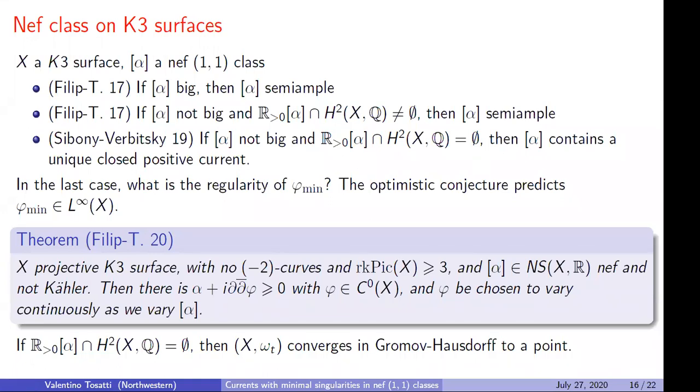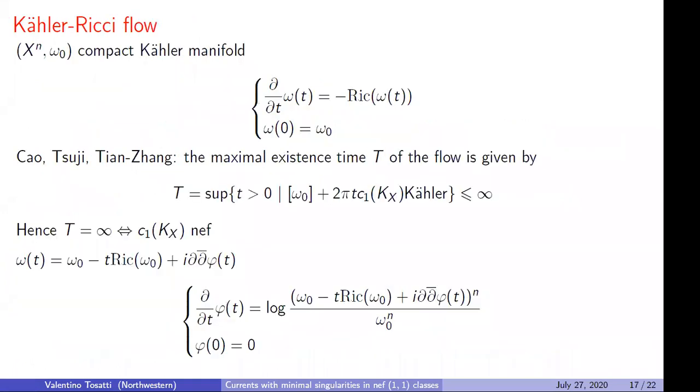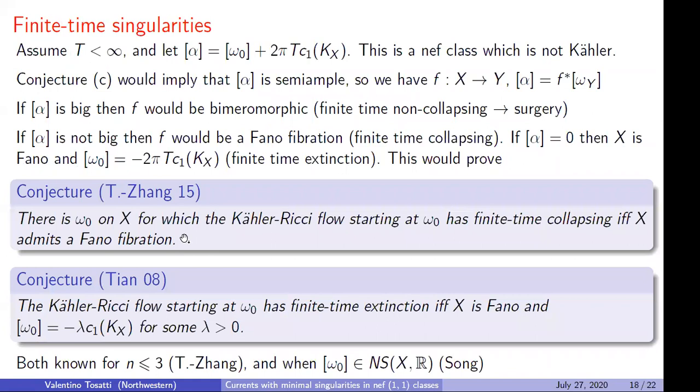Yeah, I can say a few words. Let me just go briefly. Basically, you run the Kähler-Ricci flow. Now it's not Calabi-Yau anymore, and you know the maximal existence time, which is infinite if K_X is nef, this kind of minimal condition. And the point is that the conjecture, not the optimistic, the other conjecture, the main conjecture, would have consequences for both the finite time and infinite time singularities.